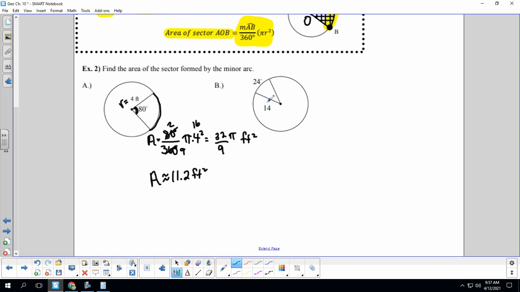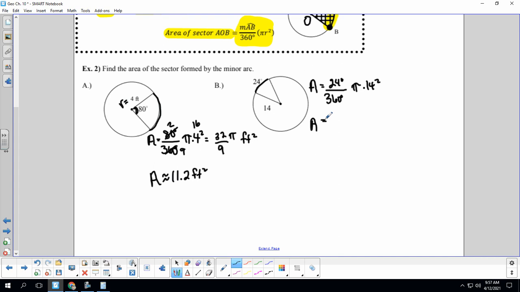Okay, let's try it again. This time, for B, we have the arc, whereas the last time we had a central angle, so it goes the same. It is whatever angle they give, whether it's the arc or the central angle, divided by 360, and then pi times the radius squared.